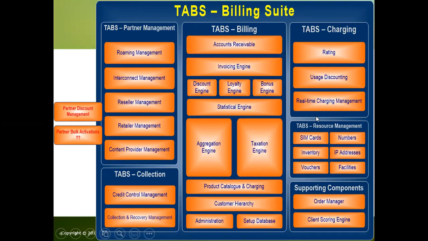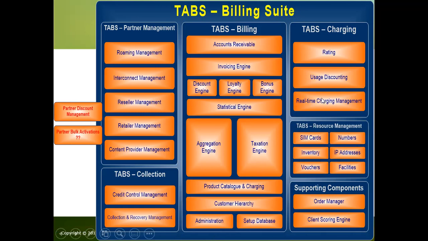And then you have what you call resource management. You might have a bunch of SIM cards, who got what, the name of who took the SIM card, all this data, the numbers that you can attach to the SIM card, the inventories for these tools, and the IP addresses if they're using the internet, vouchers, facilities. And then you have the support components like order management and the client scoring engine.